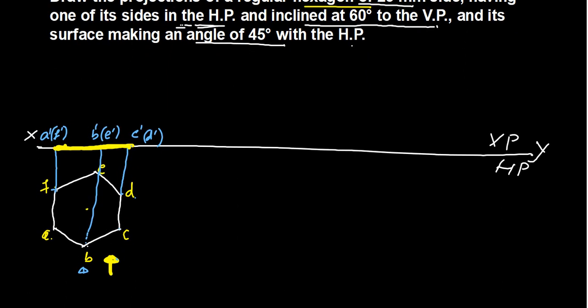Now the second step. This was the first step. In the first step, the front view and the top view are completed. Now we'll go for the second step. In the second step, the HP inclination has to be drawn. Generally it is given in the second step, but here it is given at the end. So you have to see carefully that the surface is making an angle of 45 degrees to the HP.